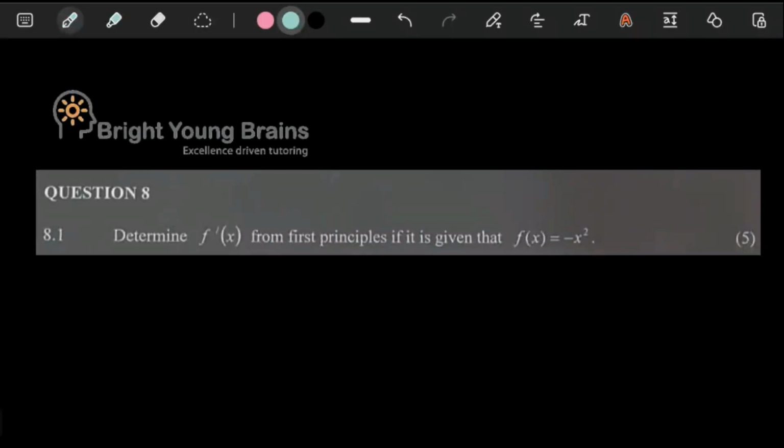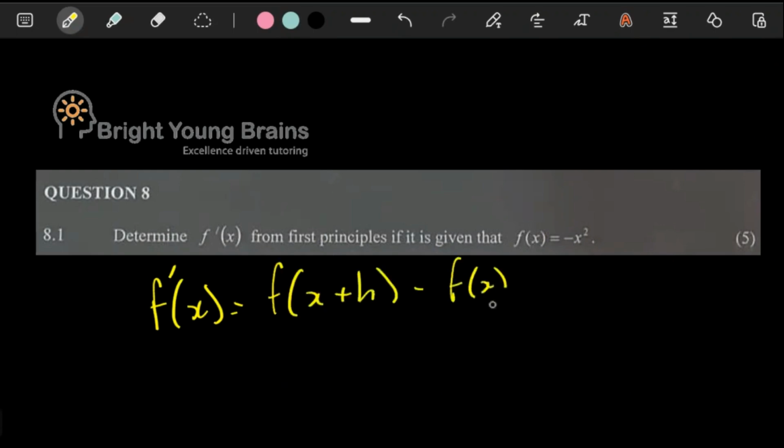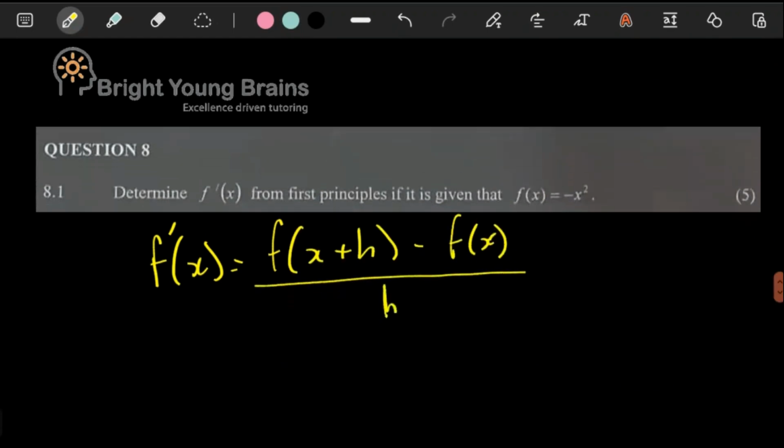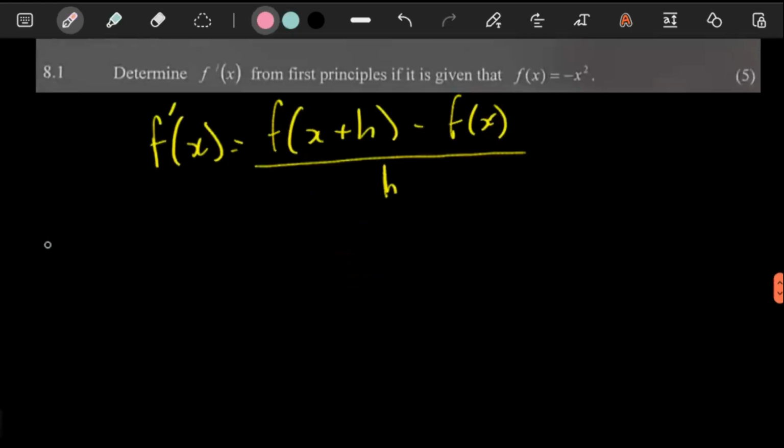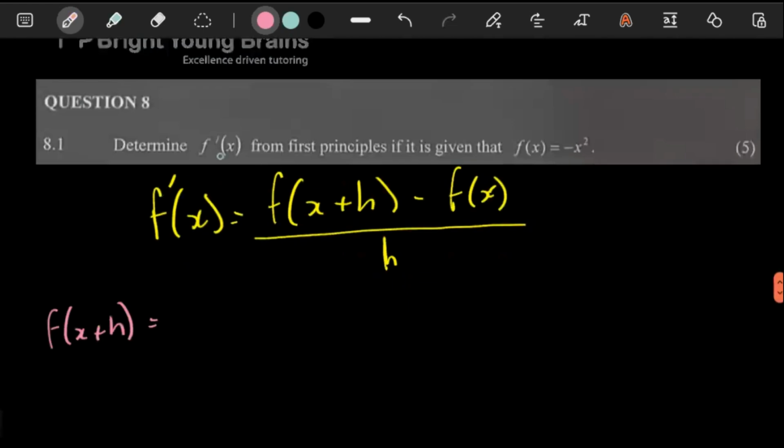Question number 5. We want to work this out using first principles. So using first principles, this is our formula: f(x+h) minus f(x), over h. Anyways, the first thing you want to deal with is getting an expression for this, because using first principles means you have to use this formula. So get an expression for f(x+h).